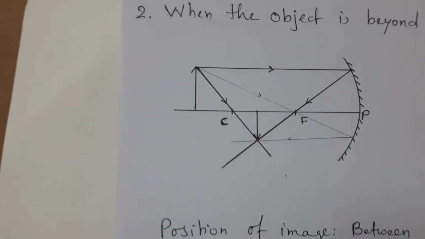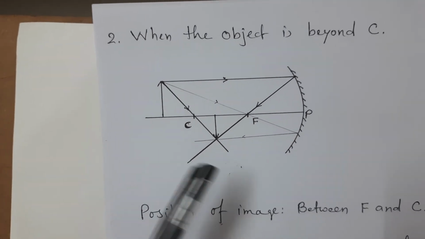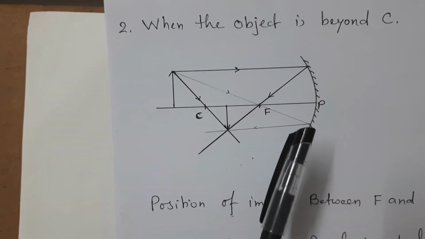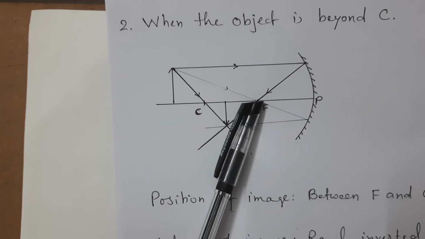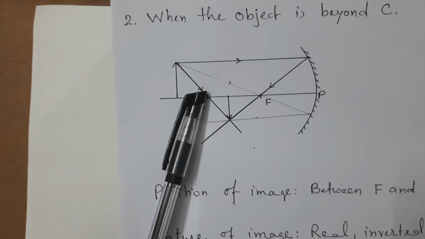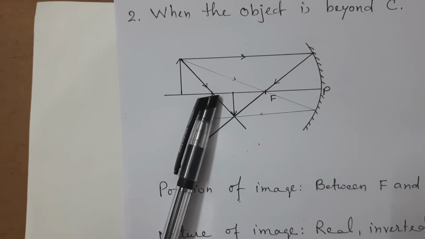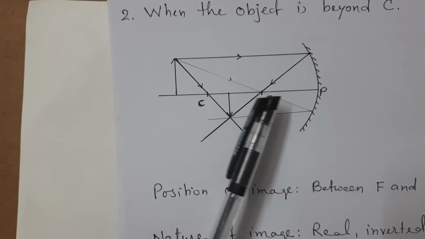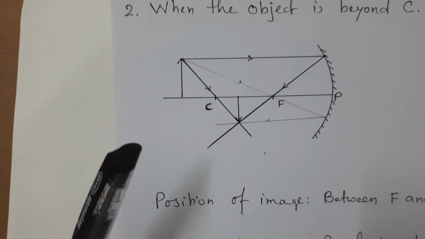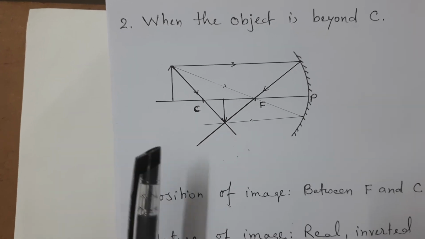Now here comes the second diagram, when the object is beyond C. Now remember, when you draw this diagram, the measurement must be accurate. Suppose you are taking 3 centimeter at which you are marking F, then C must be marked at 6 centimeter. If you are taking 2 centimeter, then P to F is 2 centimeter, F to C will be 4 centimeter. So unless you mark these distances properly, you are not going to get the diagram correctly. If you have taken the measurement accurately, your diagram will certainly be correct.